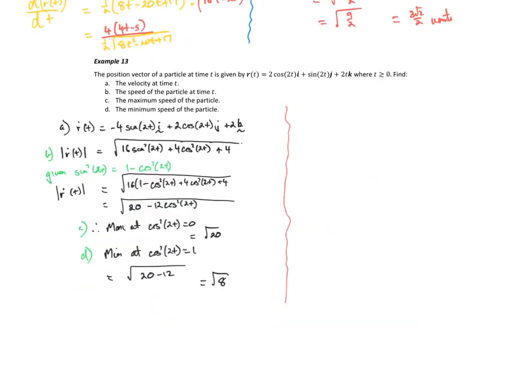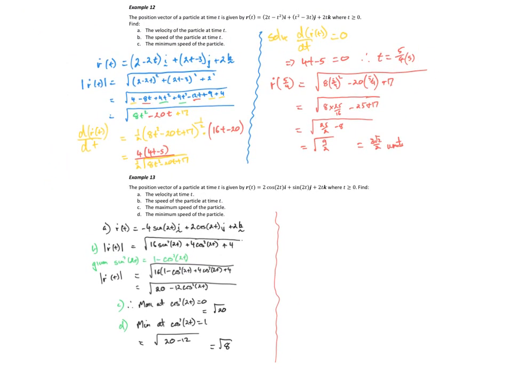Let's have a look at another one here. The position of a particle is given to us, so we want to find the velocity, so we're going to differentiate each. So 2 minus 2t, 2t minus 3, plus 2k. The speed of the particle is going to be the magnitude of all that. Okay, so we're going to take the square root and then square the i, j, and k components. So if we do all that and group our terms together, we end up with that expression there.